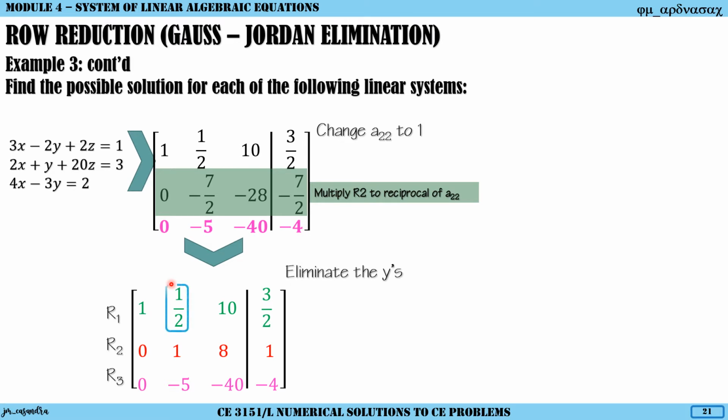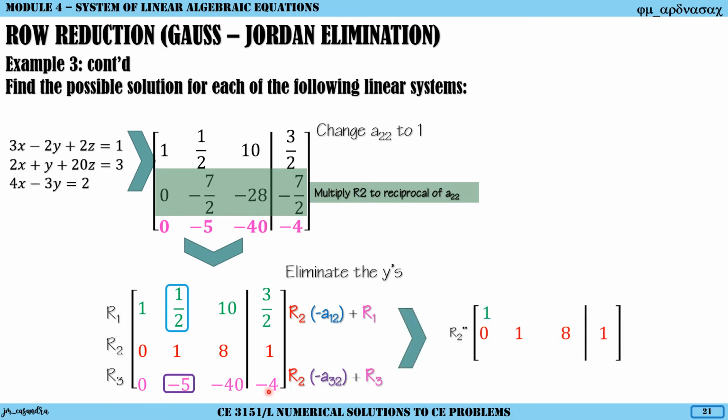Okay. So we'll have now for 1 half, that is now computed as R2 times negative of A12 plus the elements equivalent to R1. And then for the third row, to make this a 0, that will now be R2 times the negative value of this element plus the equivalent elements in row 3. So we'll now arrive at 1, 0, 6, and 1.